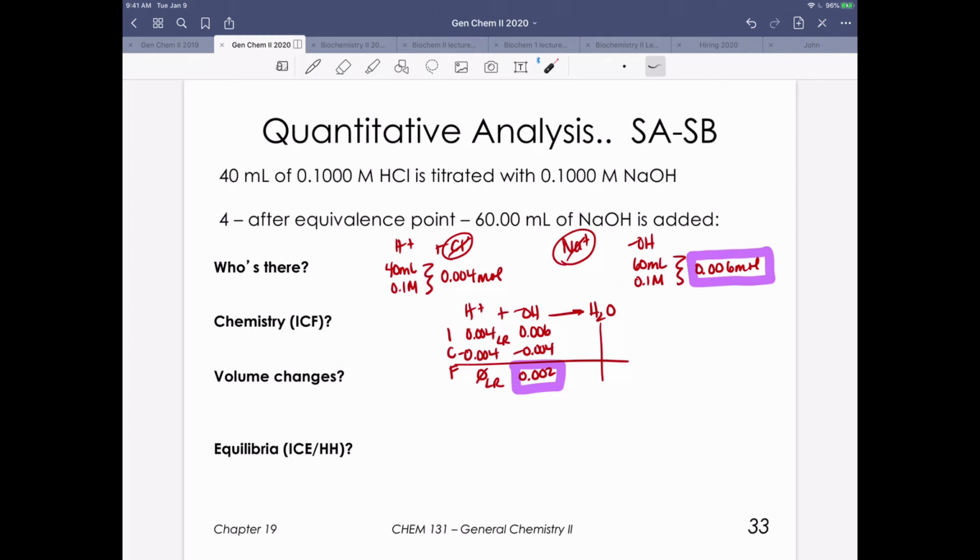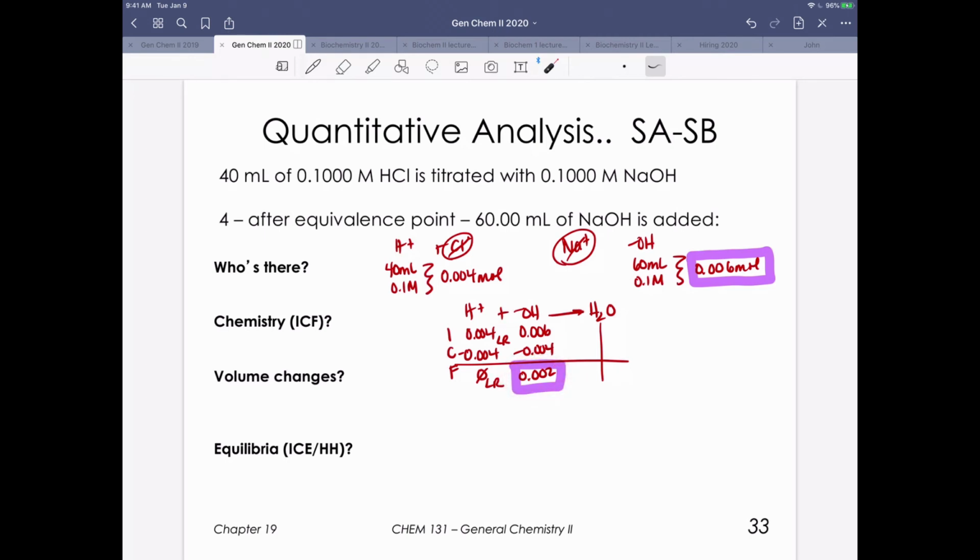Again, we always have this part in the beginning where we say who's in solution. Well, we didn't add any more stuff to our beaker. We still only had 40 milliliters of 0.1 molar HCl, so we still only had 0.004 moles of H+. But now, in adding a total of 60 milliliters of sodium hydroxide, that means we've added 0.006 moles of our hydroxide. Now what this really means is our H+ has become our limiting reagent. So we now have an excess of our hydroxide.